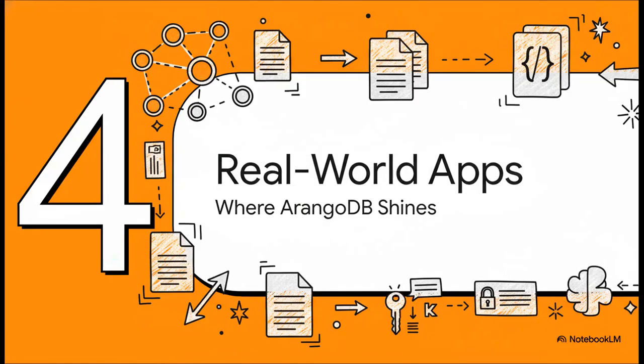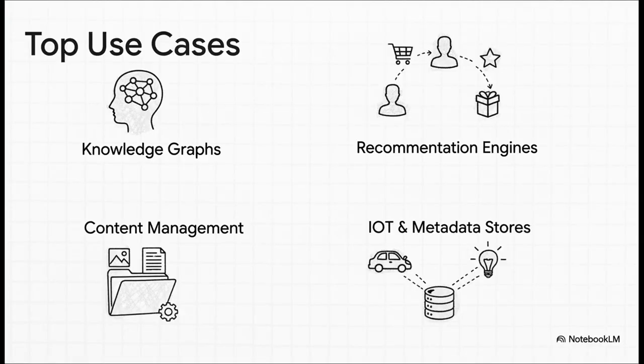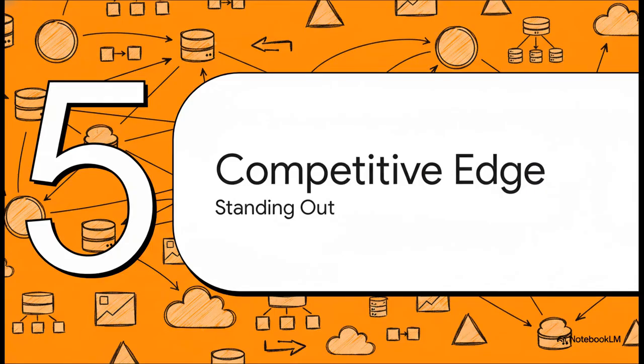All right, that's the tech. But where does the rubber meet the road? Let's talk about how this all comes together in real-world applications. The practical applications, this is where ArangoDB's strengths really shine. Things like knowledge graphs and recommendation engines, they're a totally natural fit because they depend on combining rich data entities with the complex relationships between them. It's also fantastic for building advanced content management systems and for handling the just insane amounts of metadata that come from IoT systems. Which brings us to a really important question.